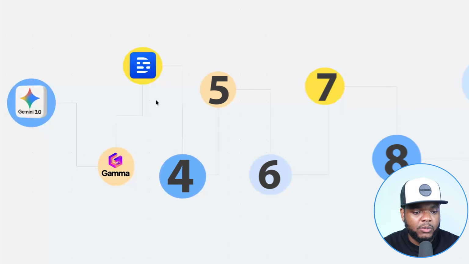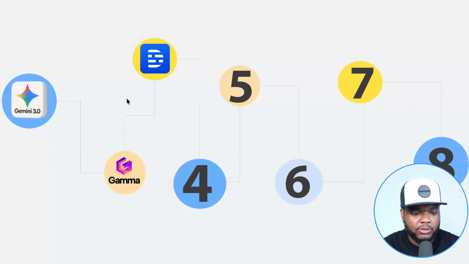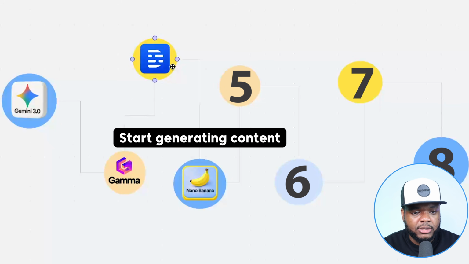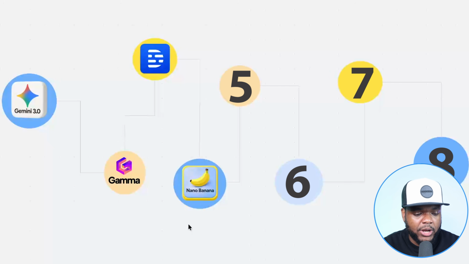But once you've gotten to the point where you've now generated your video from the PDF slides, the next thing to do is to start generating the content that's going to go on the product page. So this is going to be the next step, and the way that you're going to be able to do that is by using Nano Banana.